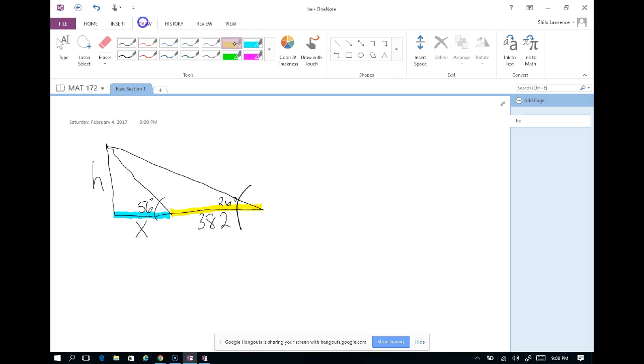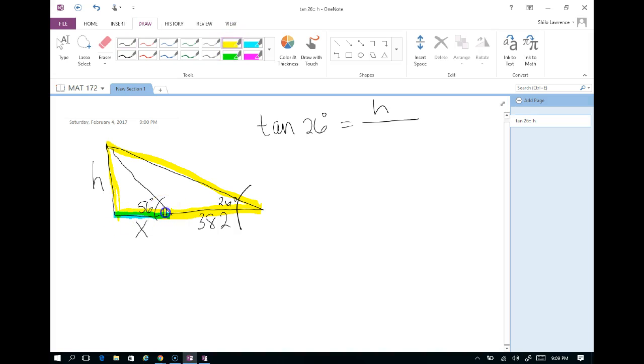So for the yellow triangle, the big outside triangle, we've got an angle of 26. So the tangent of 26 is equal to opposite, which is the height, over adjacent, which is this whole entire side right here, the whole entire bottom side, which is x plus 382.